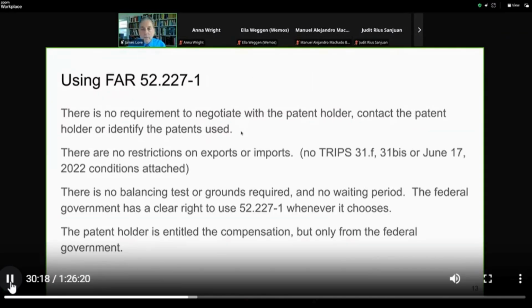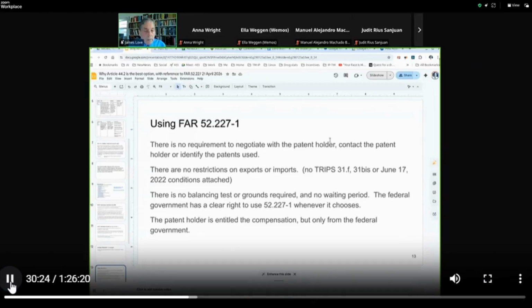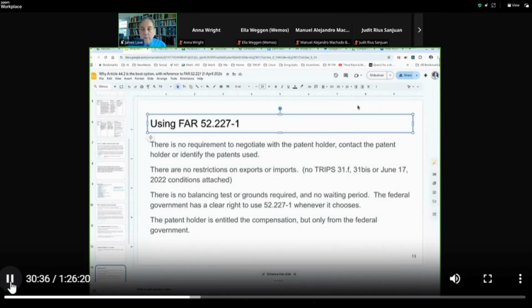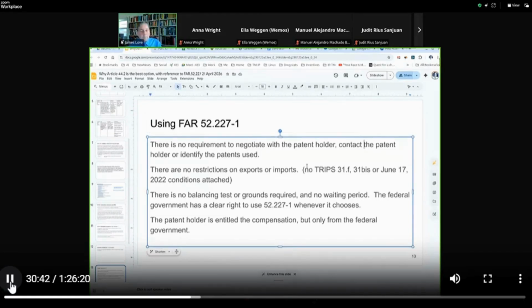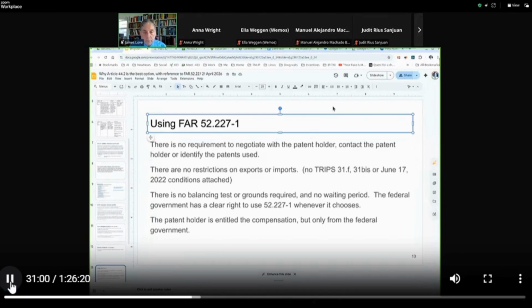In contracts, first of all, there's no requirement that you have to negotiate with the patent owners in using this. There are no restrictions on imports or exports. There's no balancing test or grounds required. There's no waiting period. The federal government has a clear right to use this authorization whenever it wants to, and the patent owner is entitled to compensation, but only from the federal government.